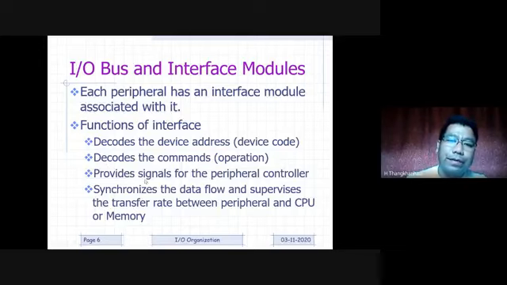And provide signals for the peripheral controller, okay? It also provides signals to the peripheral controller, and synchronizes data flow and supervises the transfer rate between peripheral and CPU or memory. This is very, very important. These are the functions of the interface, especially the IO interface.